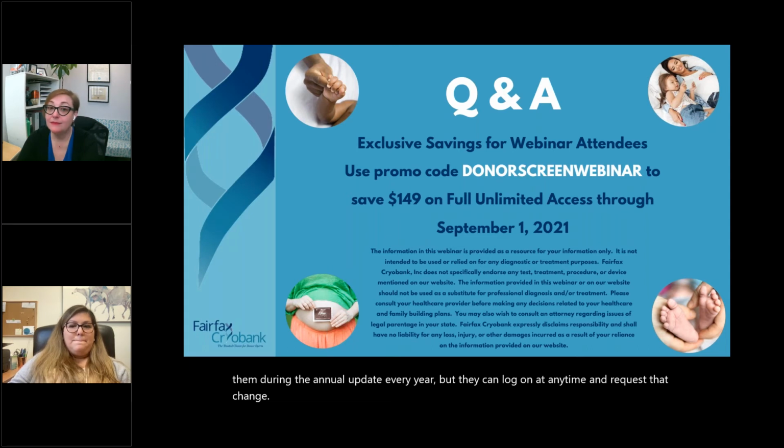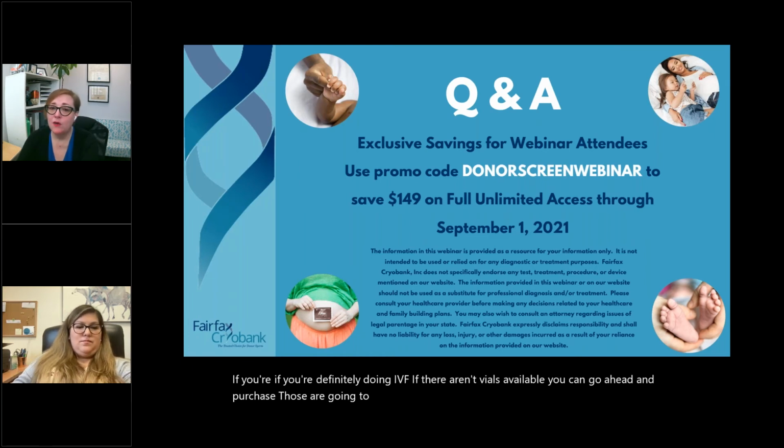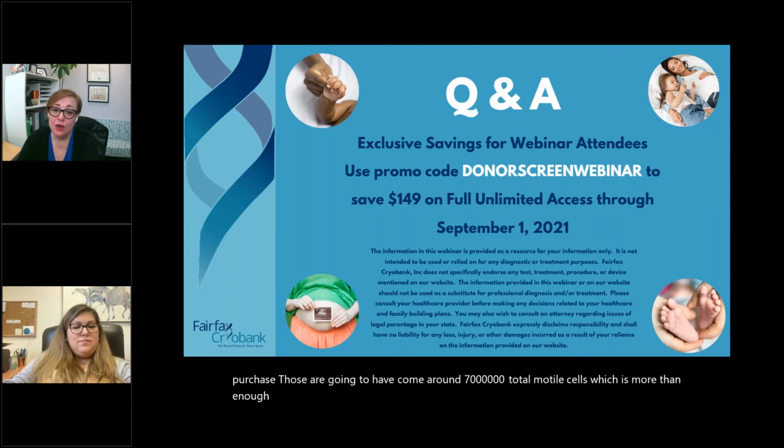Okay, and last question. If I'm planning on doing IVF, what type of sperm should I order? Yeah, if you're definitely doing IVF, if there are ART vials available, you can go ahead and purchase those. Those are going to have around 7 million total motile cells, which is more than enough for IVF. You can talk to your medical provider. They still may want you to get an ICI or an IUI vial. I would go with their recommendation. But really for IVF, you can purchase any prep type.